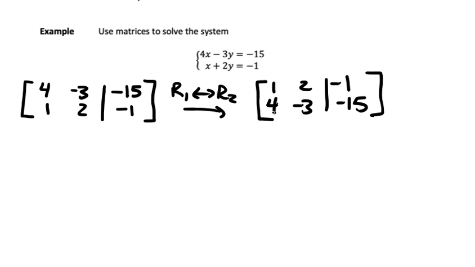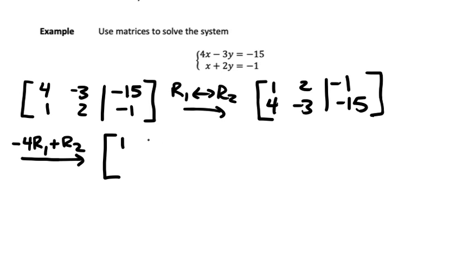Now, the next thing that I need to do is get a 0 below the 1. The way that I do that is I think about what I need to add to 4 in order to get it to equal 0. Well, that's going to be -4. So I'm always going to multiply row 1 by the opposite of this number and then add it to the second row in order to make a 0 there. So I need to multiply row 1 by -4, because -4 times 1 is -4, and then I'm going to add that to row 2, because -4 plus 4 is 0, and I need to get a 0.